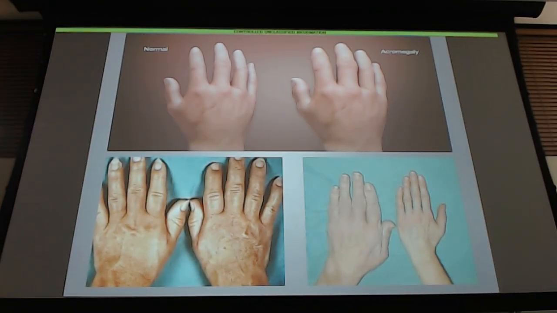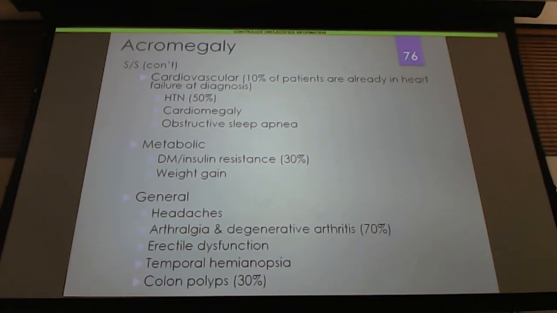Here's the hands, normal versus acromegaly. Definitely the lower left, that's suspicious. And then I just kept the lower right picture. Obviously they're two left hands, so it cannot be the same person, but there you go. Definitely not the same person.